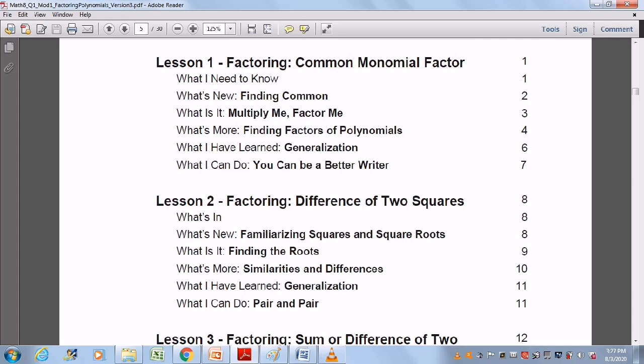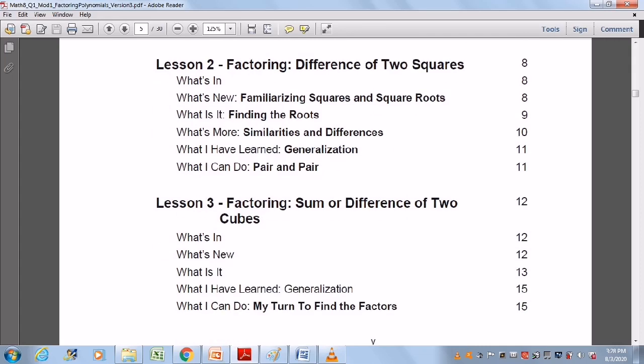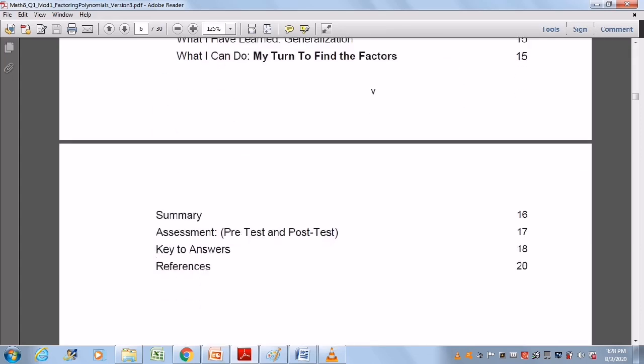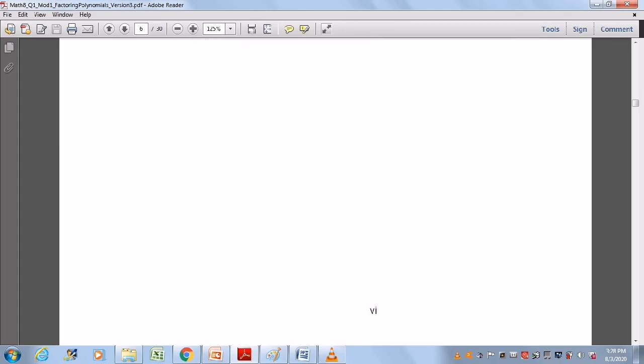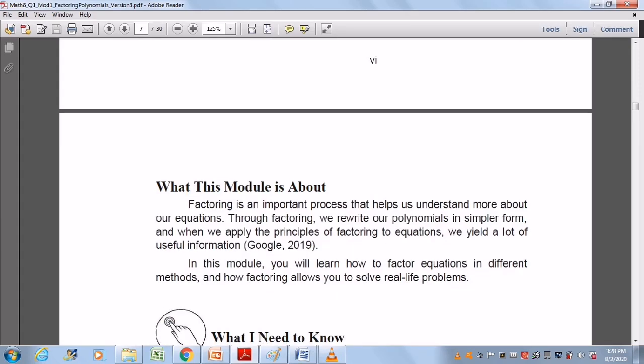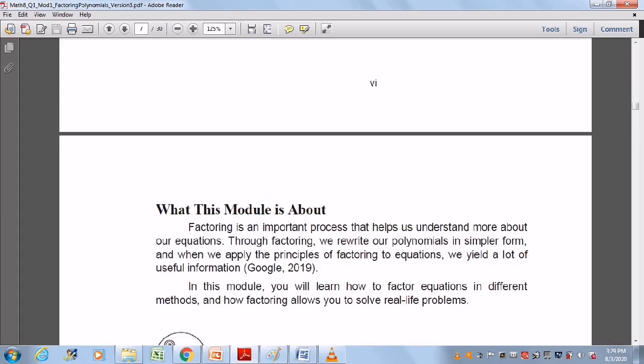So, yung lesson 1 ay factoring common monomial factor. So, ang mga parts na is what I need to know, what's new, what is it, ayan, what I have learned, what I can do. You have the summary, the assessment, the key to answer, and the references being used in this module. So, what this module is about, basahin natin.